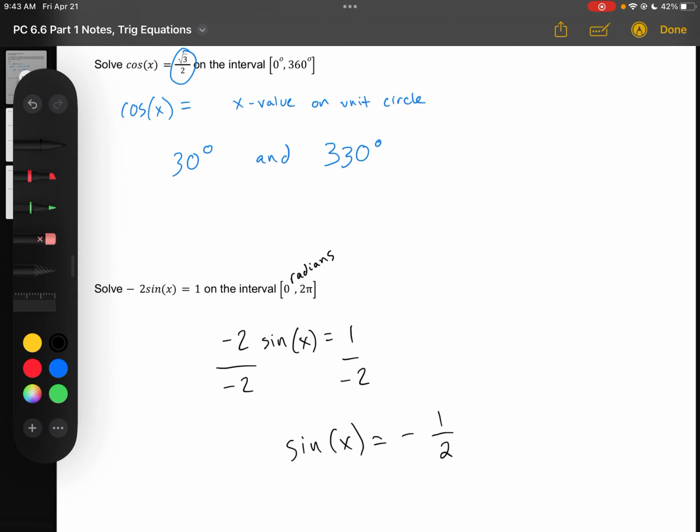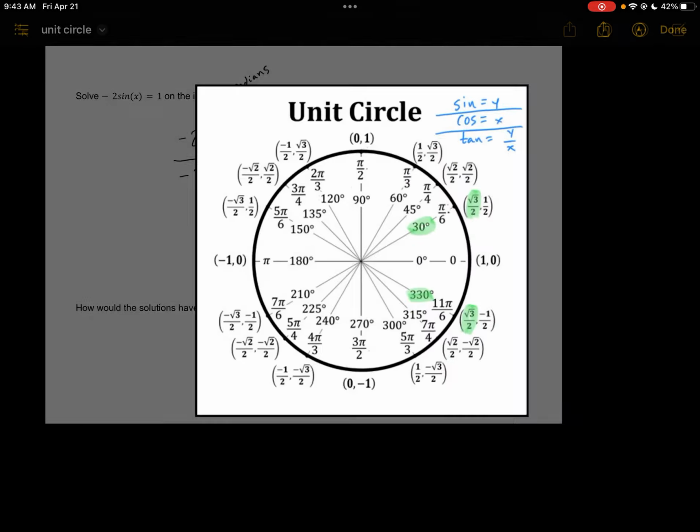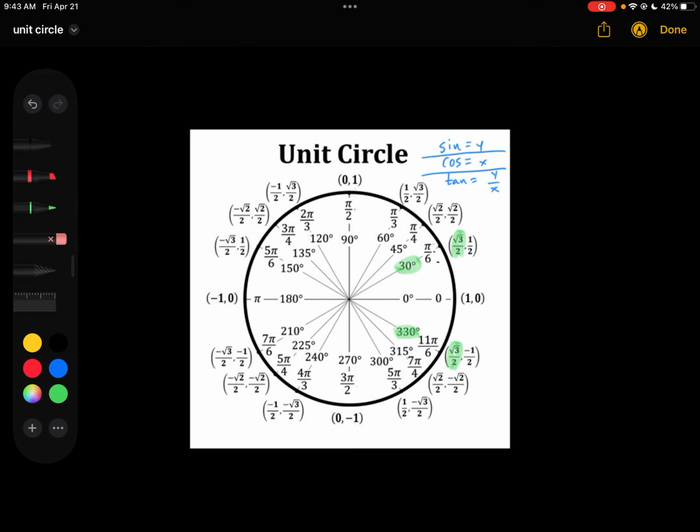Important to keep in mind that when we are solving this, we are looking for a y value of negative 1/2. If we have a y value of negative 1/2, that is where this is true. So a y value of negative 1/2, back over to the unit circle. I'll circle this one in blue. So y equals negative 1/2 is going to be right here and right here. So at 330 and at 210 are the two places that we'll see this.